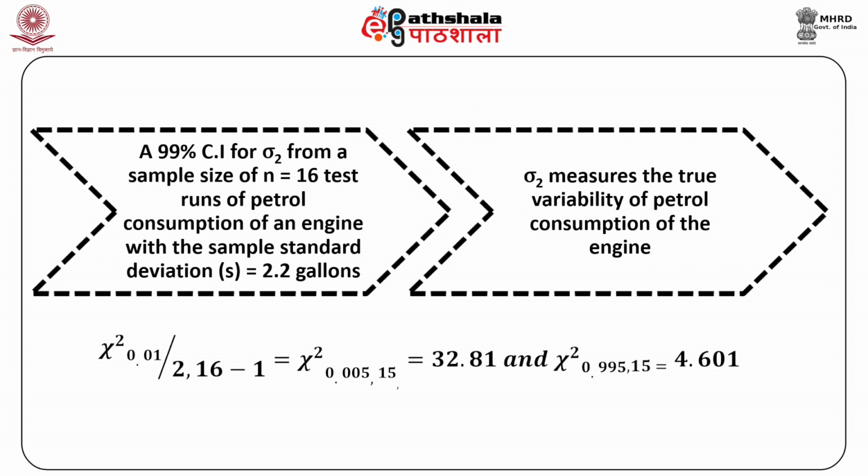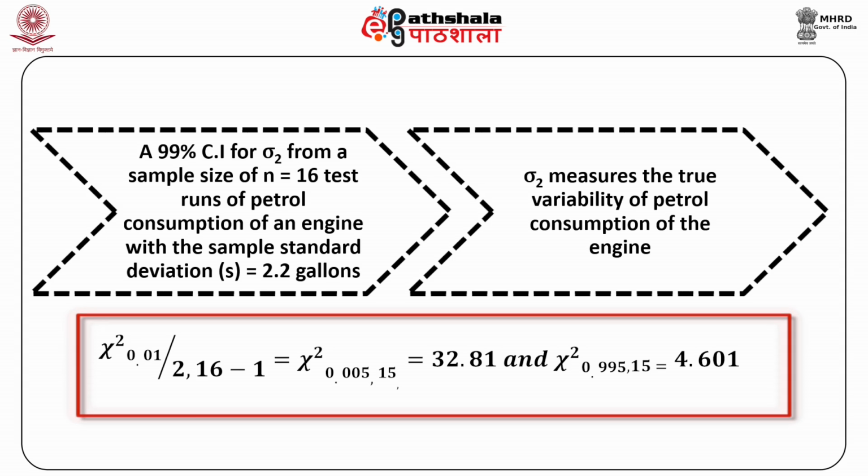For example, we need to construct a 99% confidence interval for sigma squared from a sample of n equal to 16 test runs of petrol consumption of an engine, with the sample standard deviation s equal to 2.2 gallons. Here, sigma squared measures the true variability of petrol consumption of the engine. In order to construct a 99% confidence interval, which is 100 times 1 minus alpha percent, alpha is equal to 0.01. We substitute the data into the CI formula discussed above.